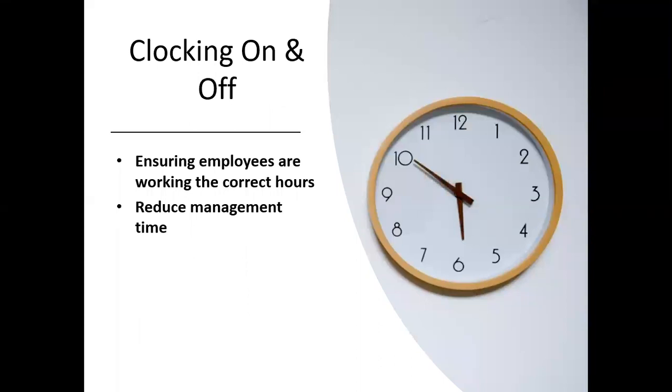Clocking on and clocking off. So, ensuring employees are working the correct hours, we can monitor that. When they come in the morning, they can clock on, and when they leave, they can clock off. And of course, it does reduce management time because we're leaving it up to our staff members. They're clocking on and clocking off, so we can track the hours they've worked.